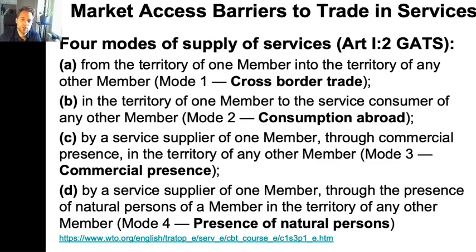Then the second one concerns consumption. So if a service that is in the territory of one state is then consumed by a service consumer of another state. The third one then concerns commercial presence, i.e. is a foreign service supplier present with a commercial activity in the territory of another state. And last but not least, the supply of services by a service supplier of one state through the presence of natural persons of a member in the territory of any other member. So the presence of actual natural persons and not only the service provider. These are the four different types of service supply.